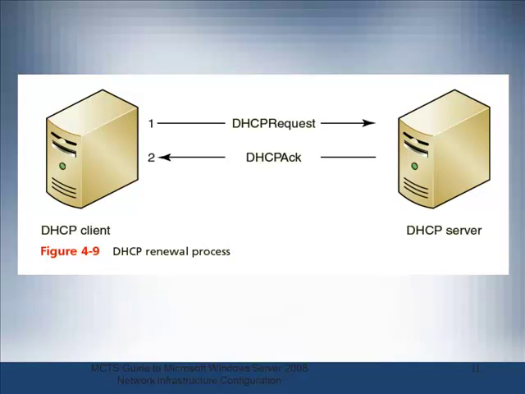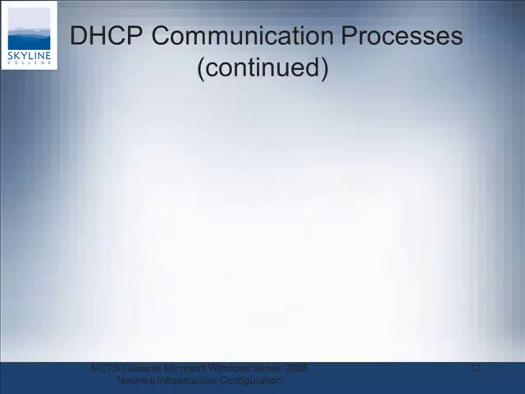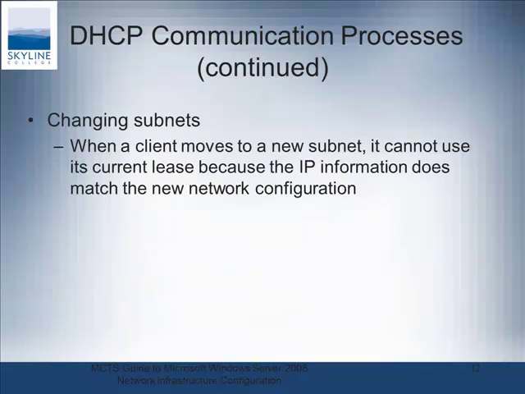How we get one, the DHCP request, DHCP acknowledgement. This is the renewal process, a 2-step process. Yes or no. If it comes back with a NAC, then you've got to go through the whole discover process. Give me an IP address, please. Changing subnets: a client moves to a new subnet and can't use its current lease because the IP information doesn't match the new network.